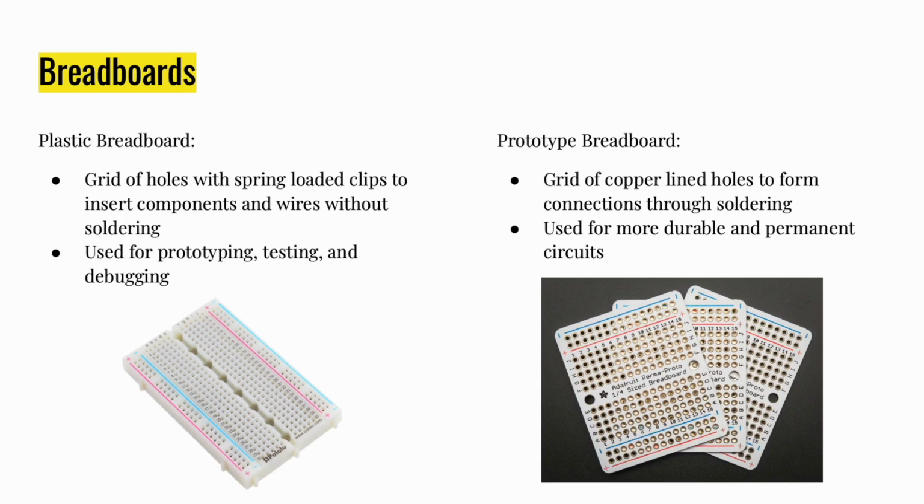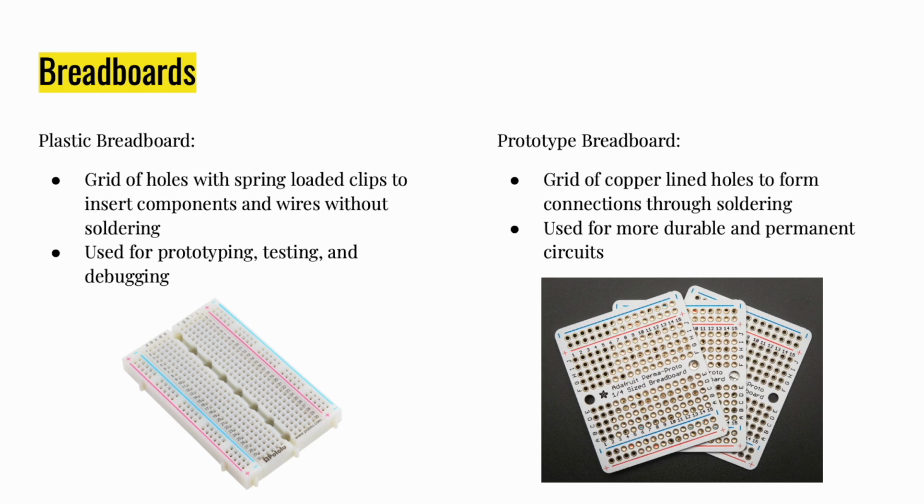Moving on to breadboards, they're used for connecting electrical components together to make a circuit. There are two main categories. One is the plastic breadboard, which is just a grid of holes with spring-loaded clips to insert wires and components into the holes without soldering. And they're used for making temporary connections that can be easily inserted and removed. So they're good for prototyping, testing, and debugging a circuit before it's finalized.